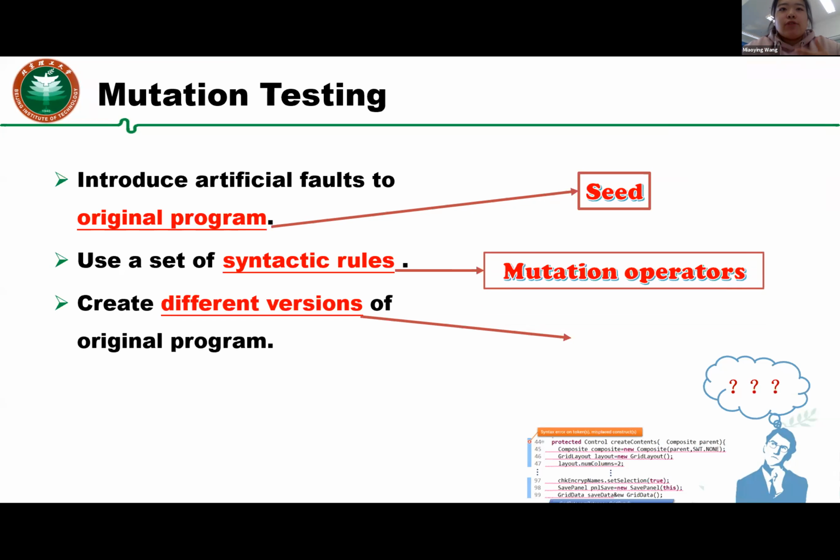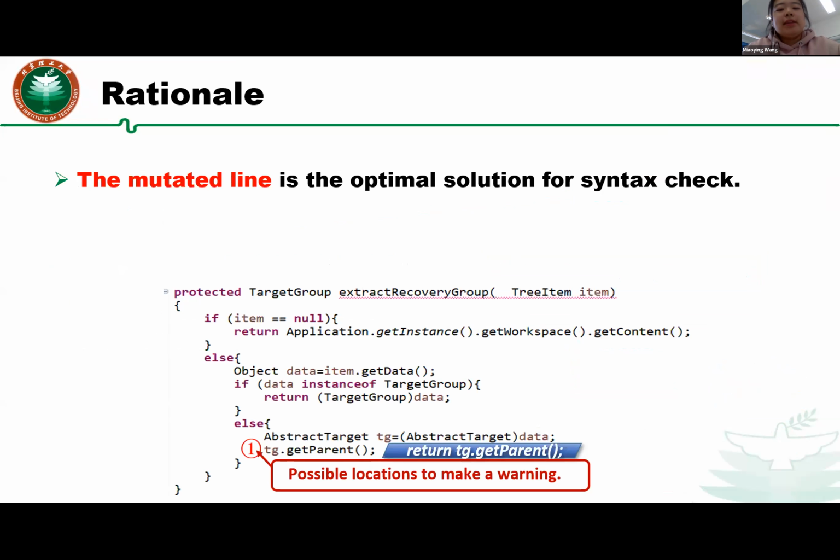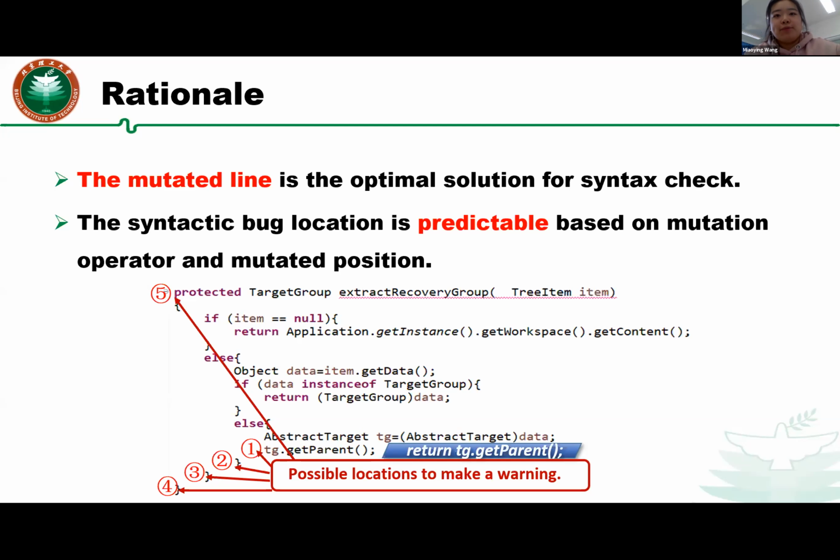In our rationale, first, where we mutate the C is just the optimal solution for syntax check. As provided in the figure, where we delete the keyword return is just the best warning line for syntax check. However, based on syntax rules, there are still some acceptable lines that can be given a warning. These locations can be predicted based on the mutation operators and the mutated positions we use. Therefore, as shown in the figure, we can find these lines and number them 2 to 5.